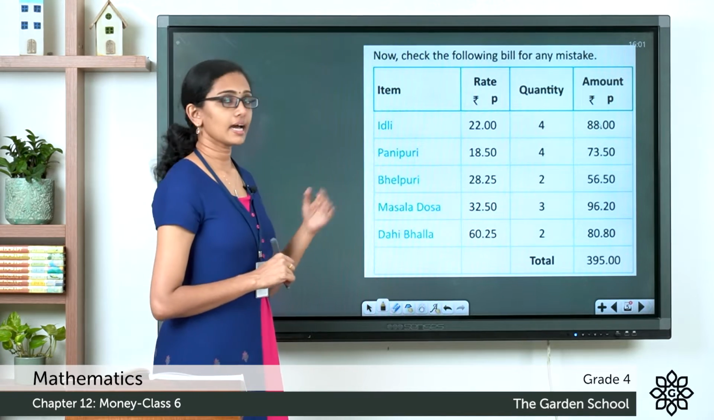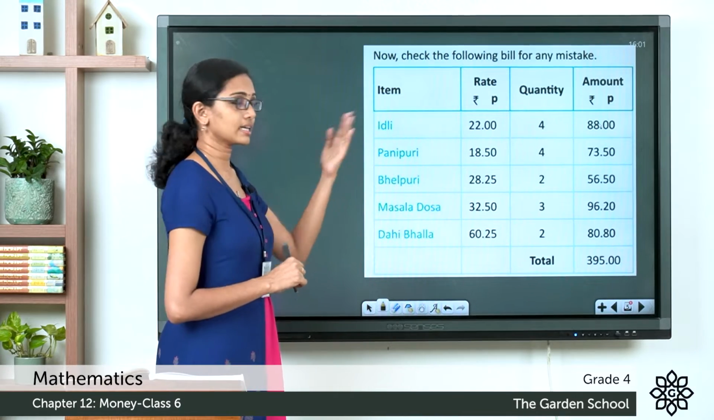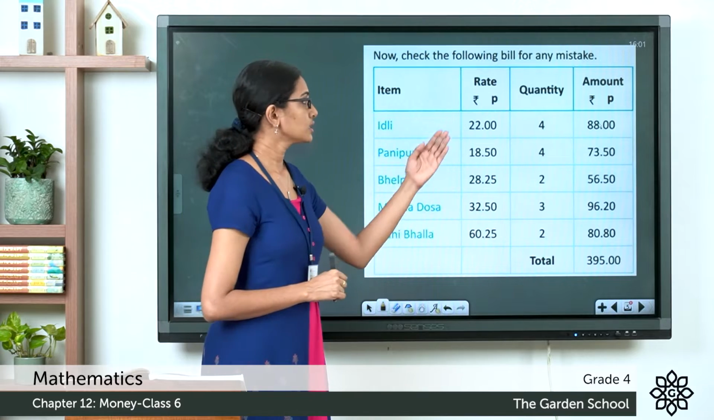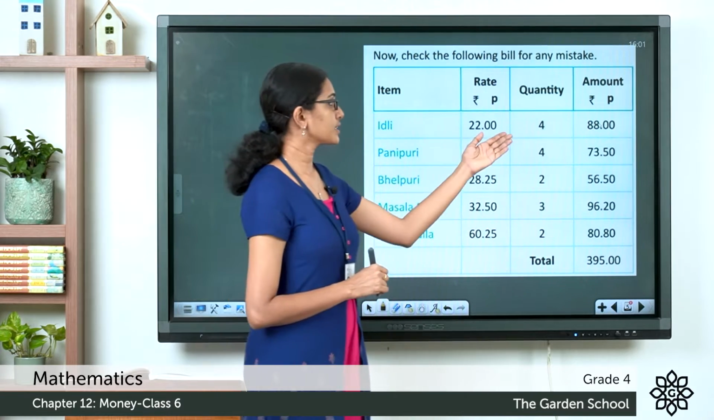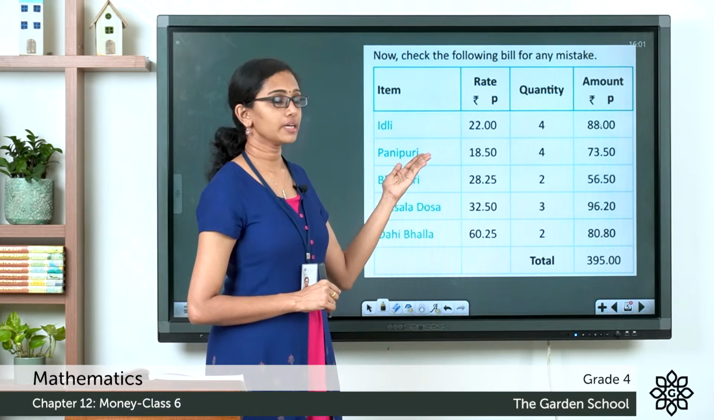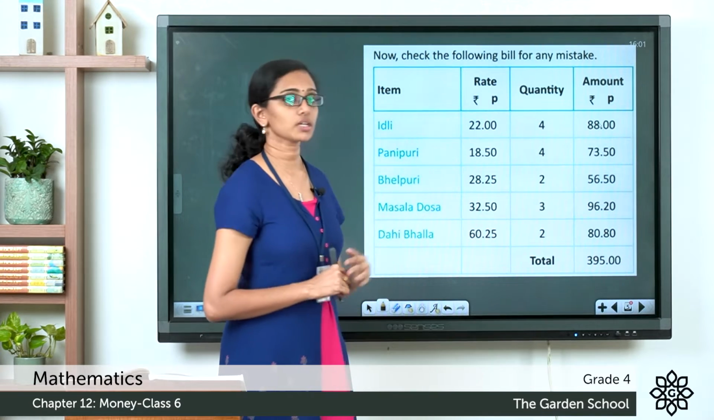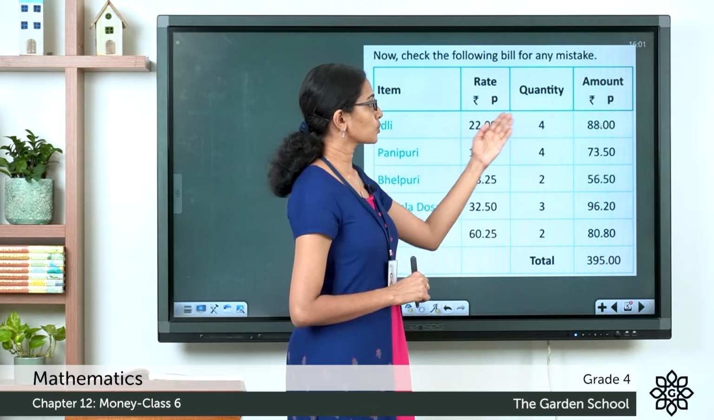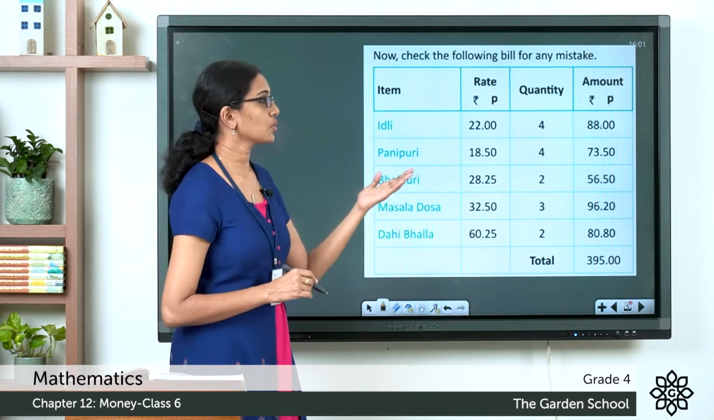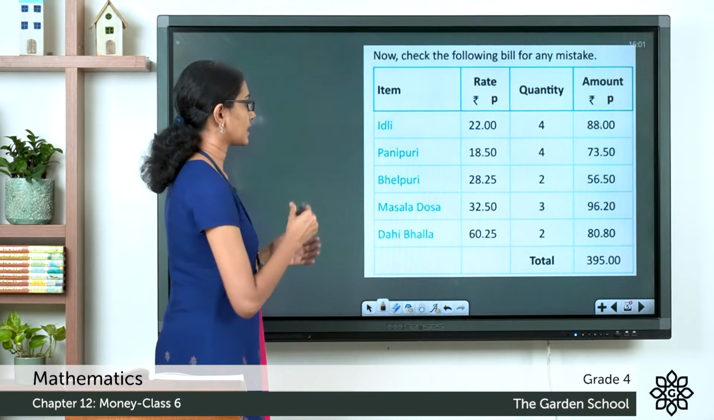So here you can see the items. The first item is idli and the rate per item is 22 rupee and the quantity you are buying is 4. So the cost of idli will be the rate per item into the quantity, which is 22 rupee into 4, and that is equal to 88 rupee. Let's check if it is correct.